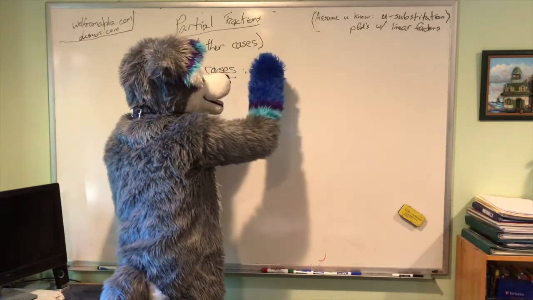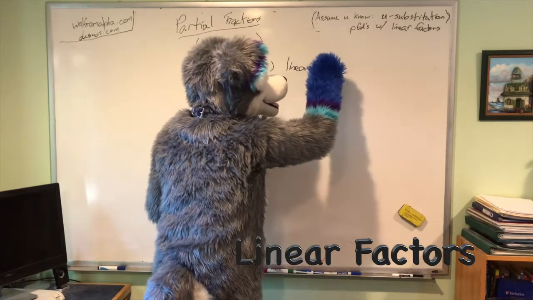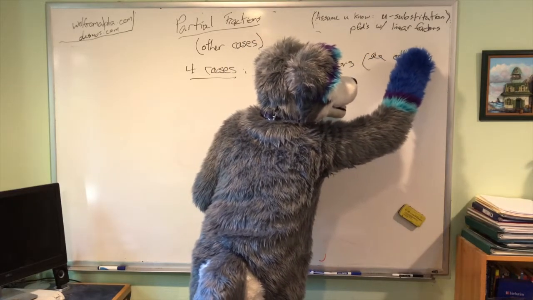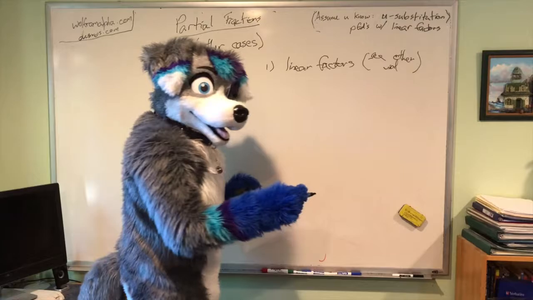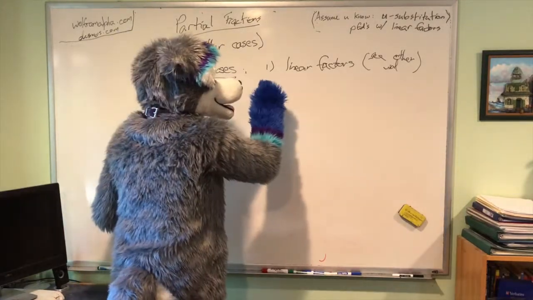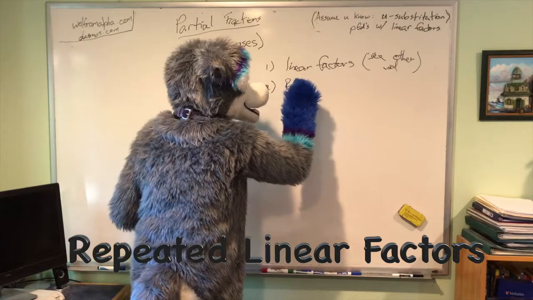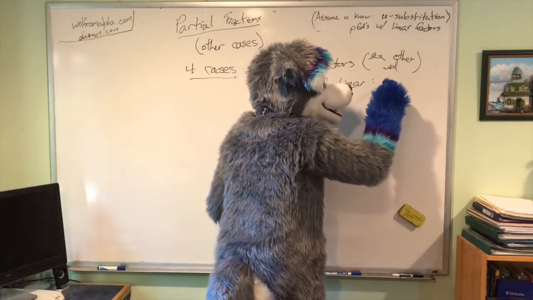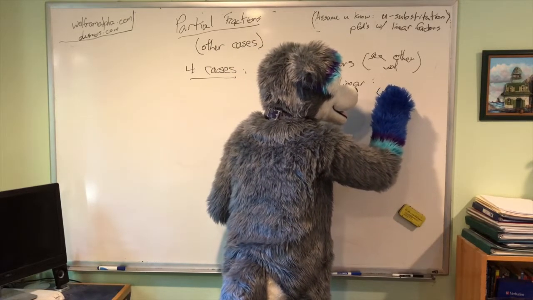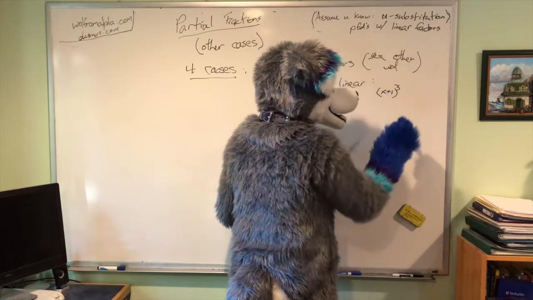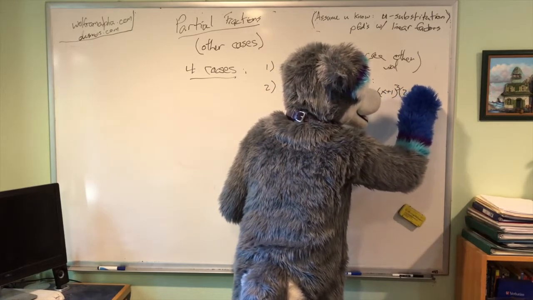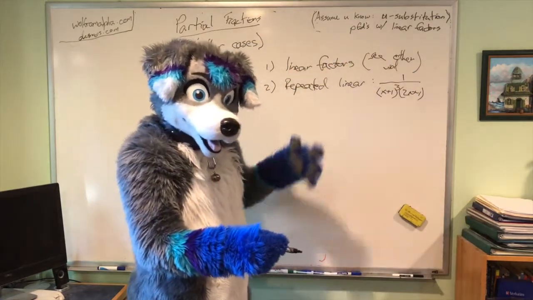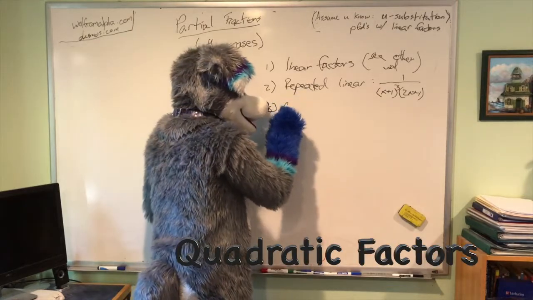You have the linear factors, and so that's my other video. Then you could have repeated linear factors. For example, you could have in the denominator x plus 1 cubed times 2x plus 1 or something. So you've repeated this factor 3 times.